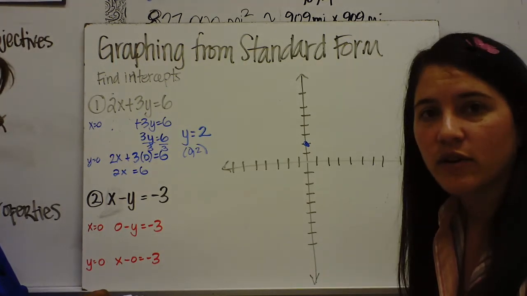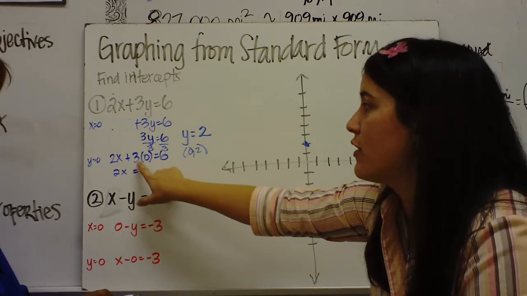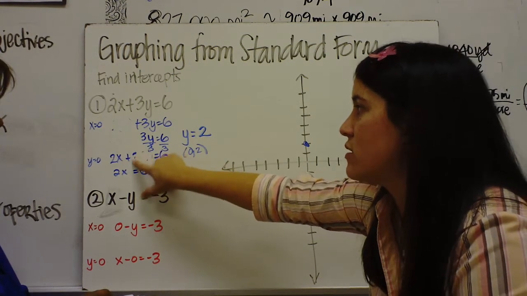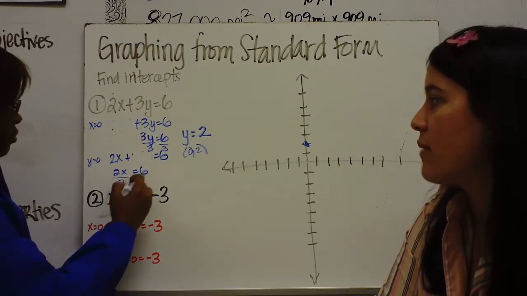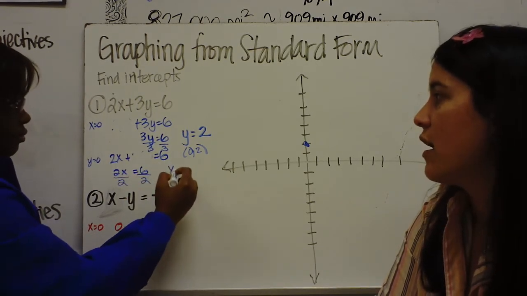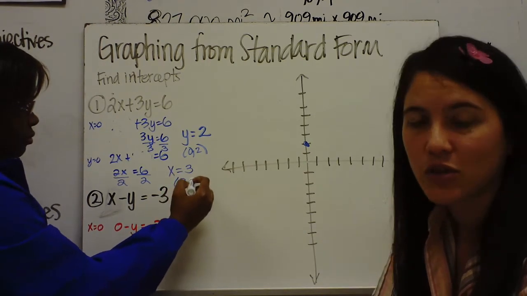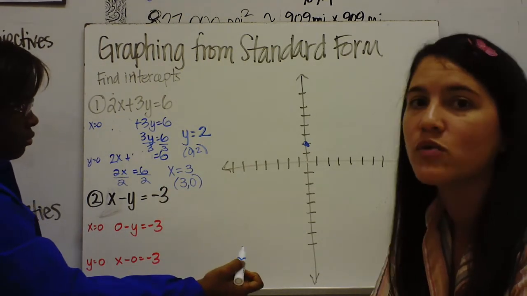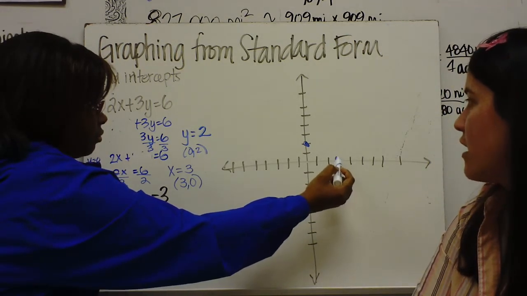After you let x equal 0, let y equal 0. When you substitute a 0 in for y, 3 times 0 is 0, and so this is going to drop out. 2x equals 6. Divide both sides by 2, and x equals 3. That means your x-intercept is 3, so the point is going to be (3, 0), and you can put a point F.